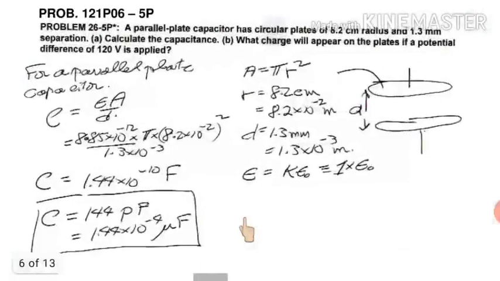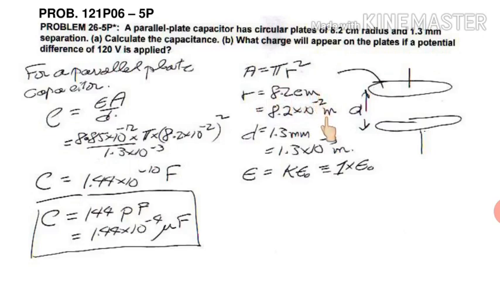Next question we have, a parallel plate capacitor has circular plates of 8.2 centimeter radius. So they are talking about a parallel plate capacitor, and the plates are circular in shape. So the radius of the circular plate is given, that is 8.2 centimeter, and 1.3 millimeter separation. It means D is 1.3 millimeter. Okay, fine. R is equal to 8.2 centimeter.